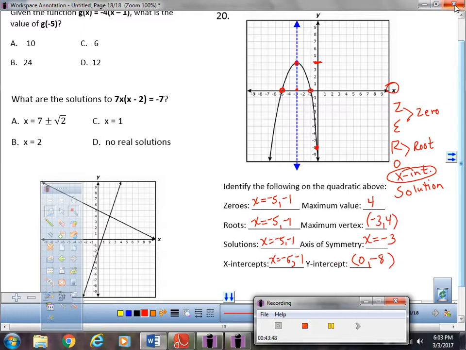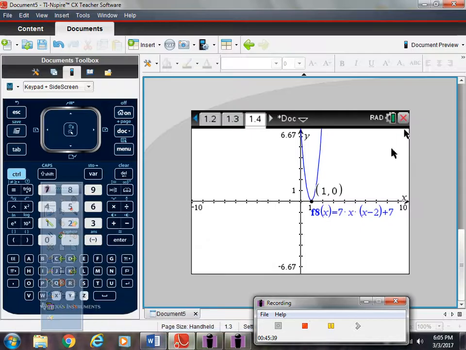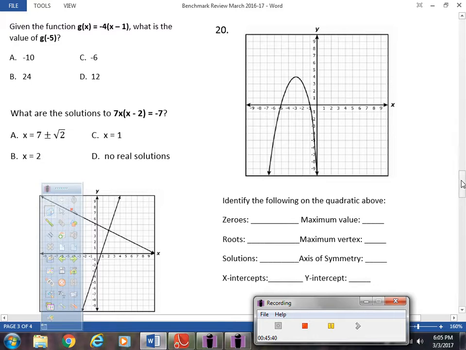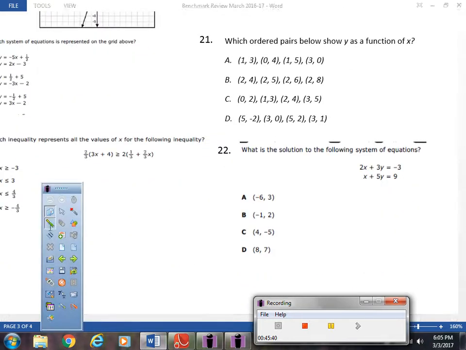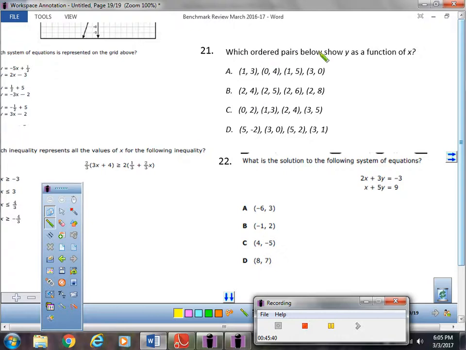Okay? So make sure you know all the parts of a quadratic for your benchmark. You really should take your booklets home, study all the booklet, maybe the night before. Now here, which ordered pair shows that y is a function of x? And so function, remember, means no repeated x's. So when they want to know if y is a function of x, you cannot have repeated x's. So no repeated x's.